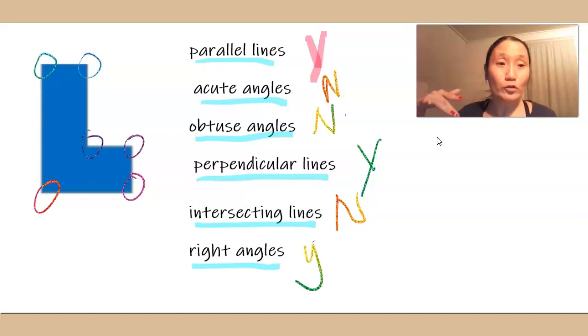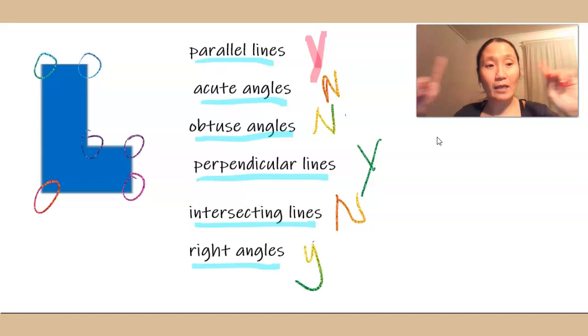All right, so your job is to identify and click on the attributes that you notice in the shapes, on the polygons in the activity below.